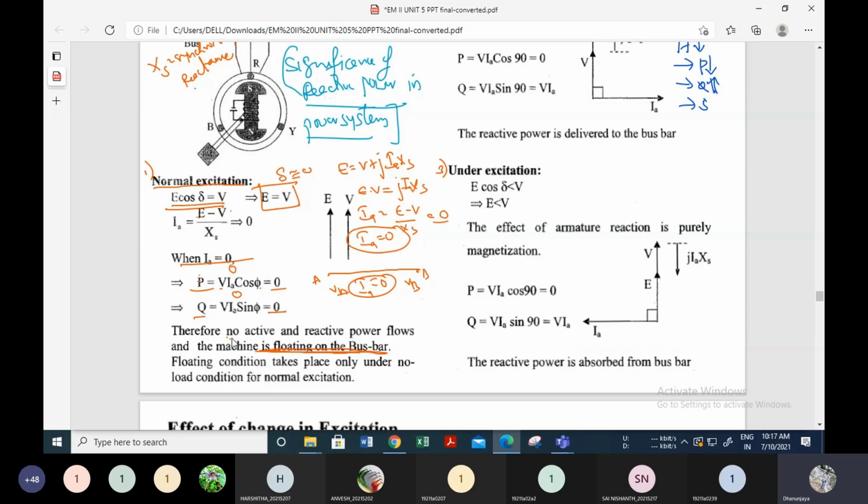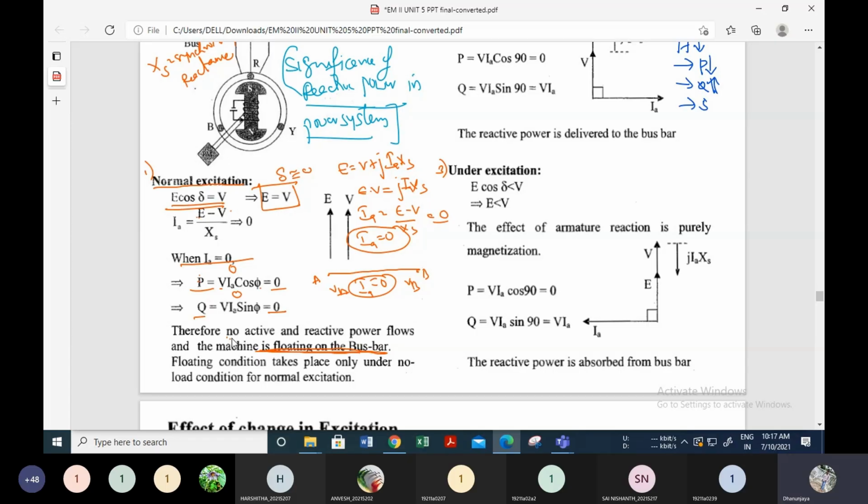Now I need to represent one more component, E equal to V plus j into IA into XS. I have already represented the V phasor and the IA phasor. Now I need to represent IA XS, perpendicular to this IA. Now this is j into IA into XS. This V and this j IA XS together give the total value E. This is the phasor diagram.